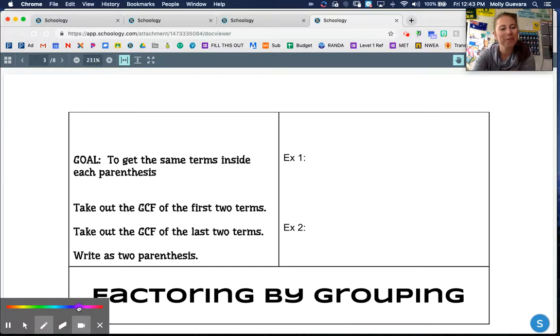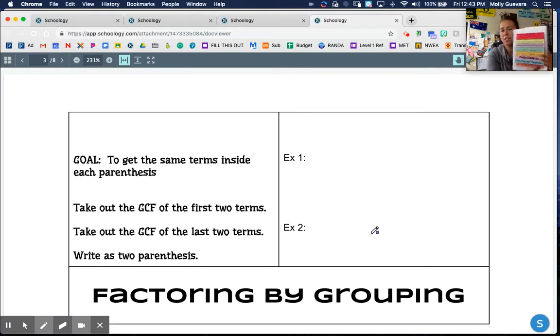Hi everyone, welcome back. We're going to continue working on our factoring foldable today. So again, here's the factoring foldable. Last video we did greatest common factor. So today we're going to look at factoring by grouping, okay?